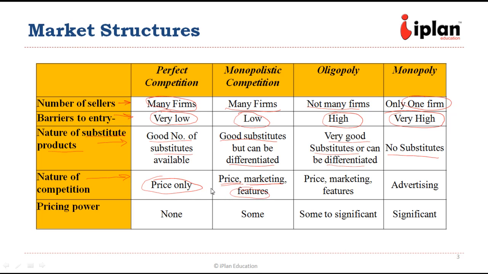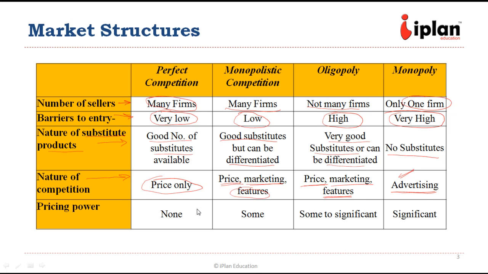If we come to oligopoly, again price is important, but along with the price, the market players are competing on features and their marketing as well. And in the final case of monopoly, price is not a criterion at all. Advertising plays an important role, since the consumer has only two choices: either buy the product of the existing company or not buy at all.